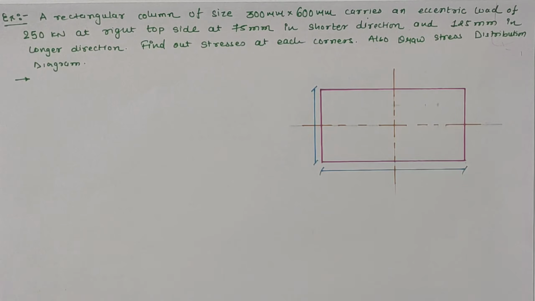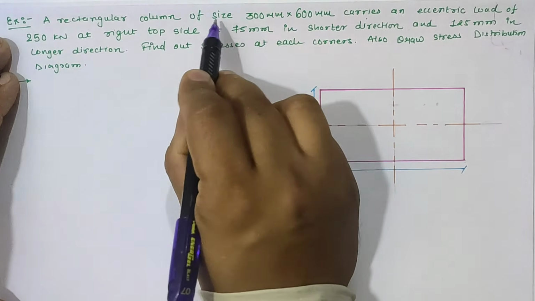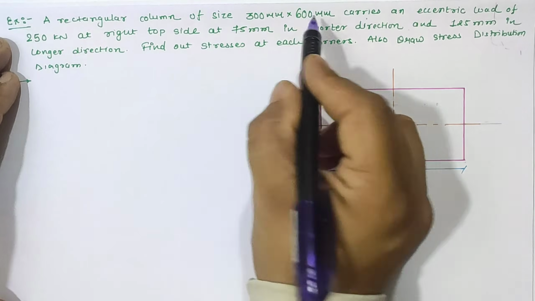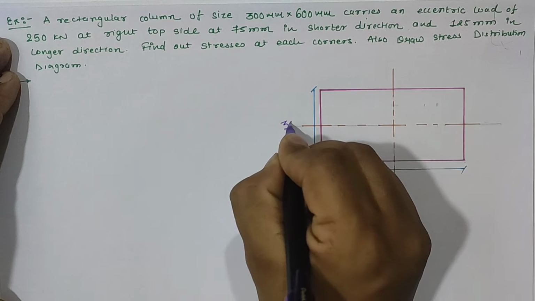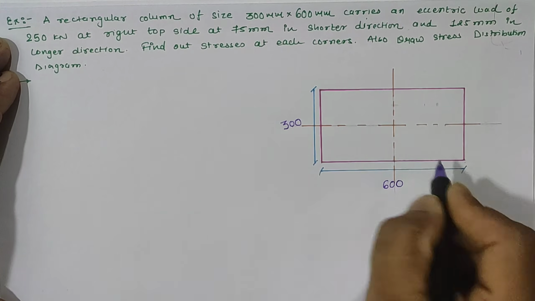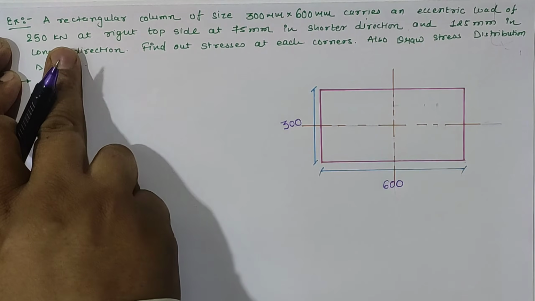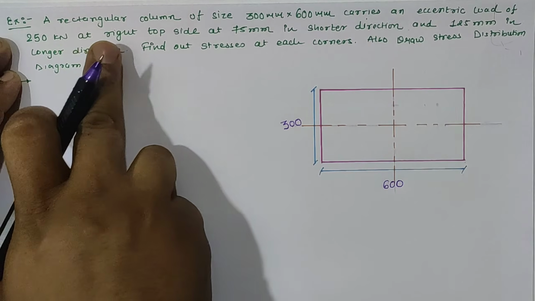Hello friends, today we are going to learn about bending stress calculation for given eccentric load with respect to x and y axis at intermediate section. So let us take this example where the size of the column is given as 300 cross 600. So the shorter direction is 300 mm and the longer direction is 600 mm, which carries an eccentric load of 250 kilonewton at right top side.